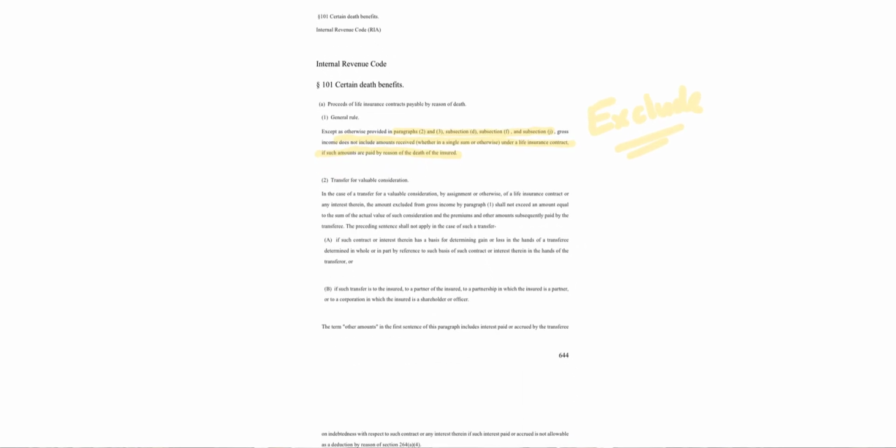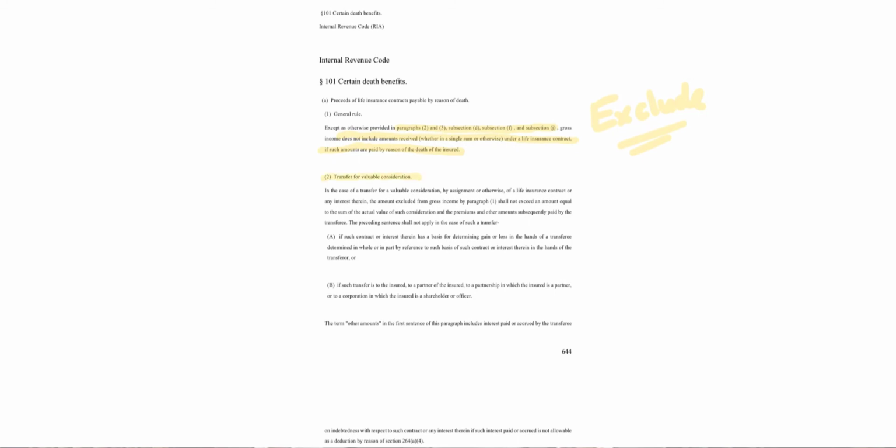So let's look at paragraph 2, transfer for valuable consideration. If in the case of a transfer for valuable consideration, by assignment or otherwise, that's something we did. Remember on our timeline, Betty owed $5,000 to Martha, and she transferred the life insurance that she had, worth $5,000 surrender value, to Martha. So that is technically a transfer for valuable consideration. If you continue reading the rules, by assignment or otherwise, of a life insurance contract or any interest therein, the amount excluded from gross income by paragraph 1 shall not exceed the sum of the actual value of such consideration and the premiums and other amounts subsequently paid by the transferee.